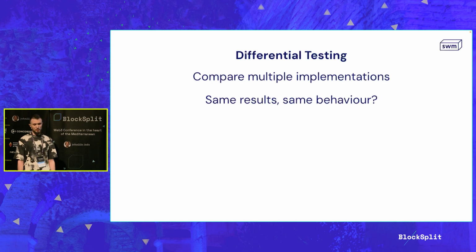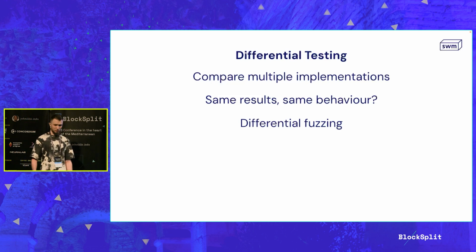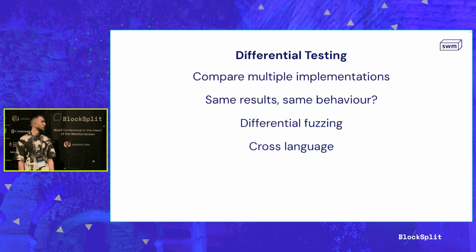We could ask whether, if the results are the same, the behavior of these functions is the same. So we could also check the traces or check the side effects like emitting events or reverts. We could have differential fuzzing, so we could again use the fuzzer to find inputs that would break the equality. A nice thing is that nothing really forbids us from using two different languages to test the implementation. So we could have one implementation in Solidity and a second one in Python.